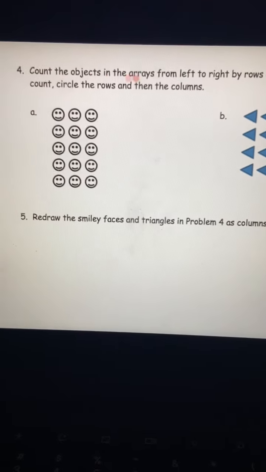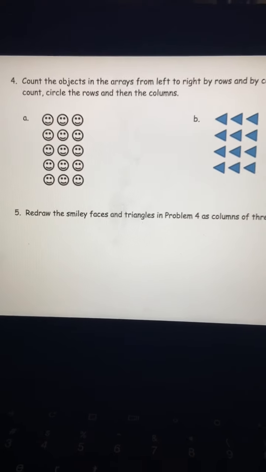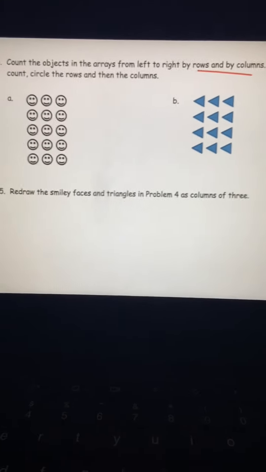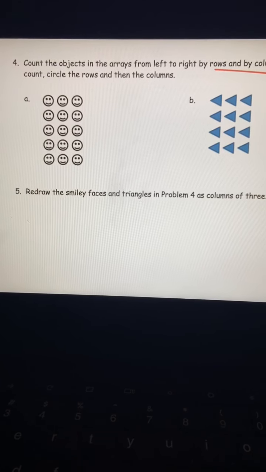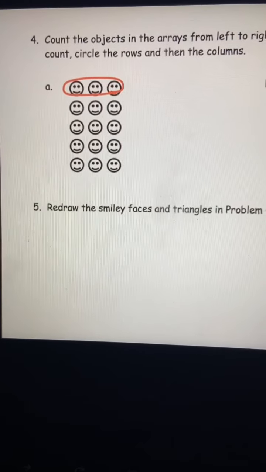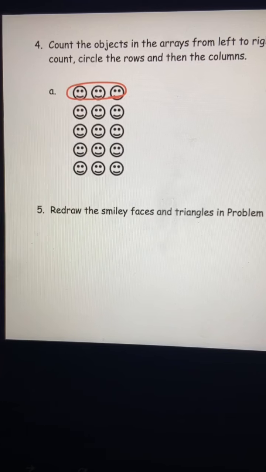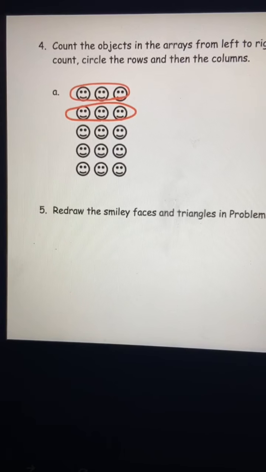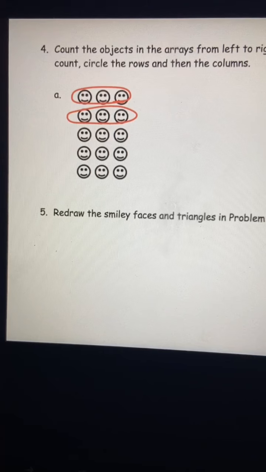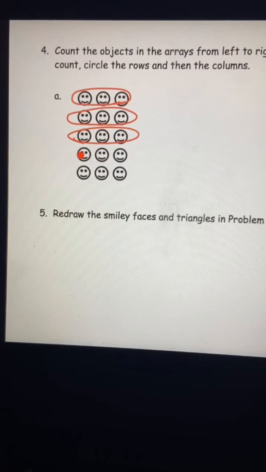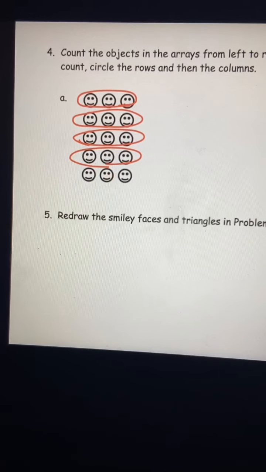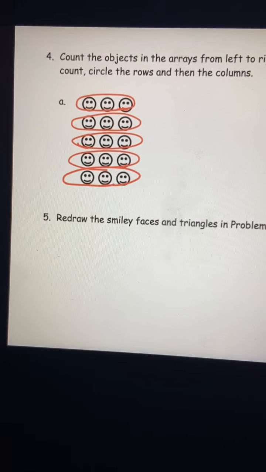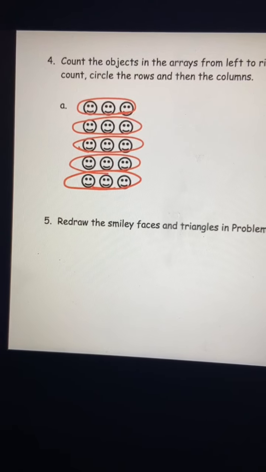So now for this part, it says count the objects in the array from left to right by rows and by columns. As you count, circle the rows and then the columns. All right, so let's count our rows. 1 row, 2 rows, we have 3 in each row. 3 rows, 1, 2, 3. Another row, we have 4 rows, and 1, 2, 3, and another row. Each row is equal, they all have 3.